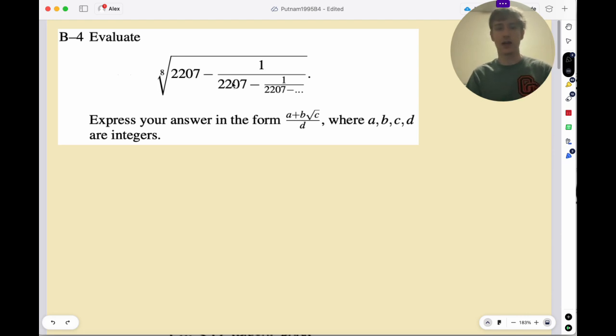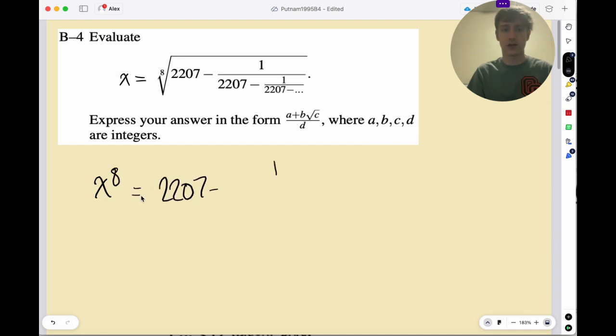Okay, so the first thing that I'm going to do to get started is I'm going to go ahead and call this thing x. And if you want to be absolutely rigorous, I suppose you should show that x even exists. But the problem does say to go ahead and evaluate it. So there's kind of that implicit assumption that it does exist. So then the natural thing to do would be to take the eighth root of both sides. Okay, so then we have that x to the eighth power is equal to 2207 minus 1 over 2207 minus 1 over 2207 minus etc., etc.